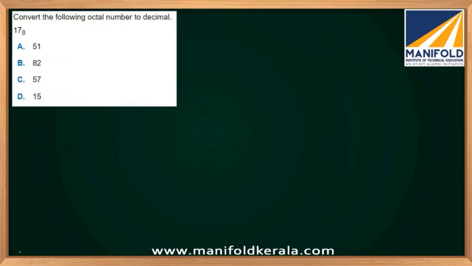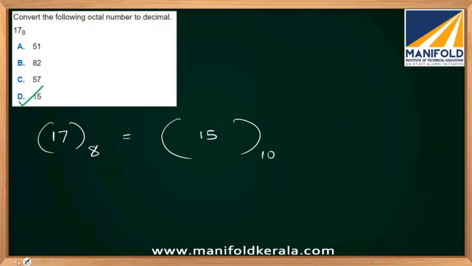Then convert this octal number to decimal. There is an octal number given, and you want to convert that one to decimal. So 17 octal, what is it in decimal? This is what you need to find out. How will you convert this one? It's option D. Very good. It is 8 plus 7, that is 15, right? Okay, so the answer is 15.